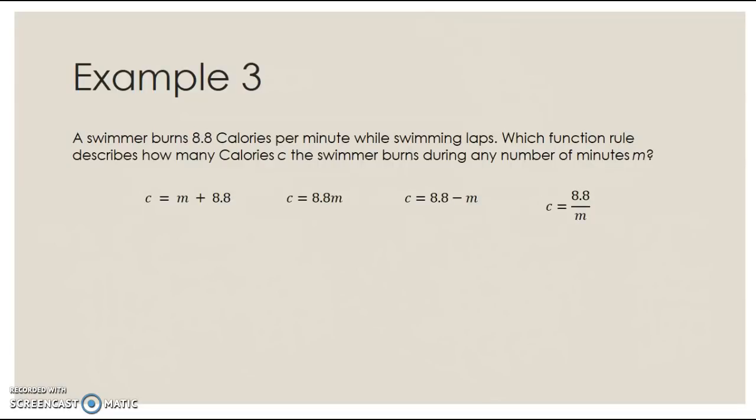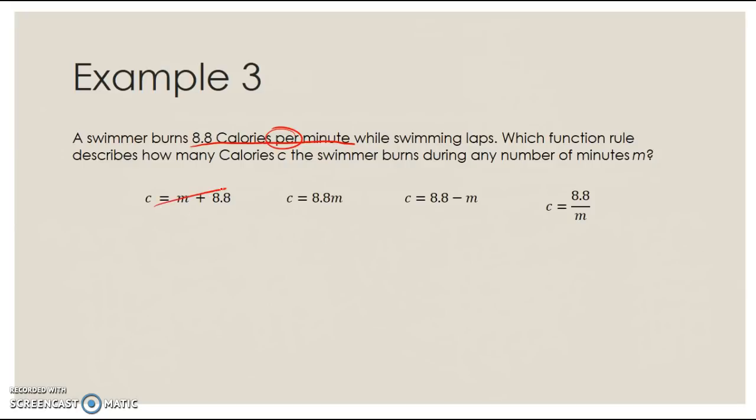So this is very much like our chapter 5, proportional relationship, burning calories while cross-country skiing, chapter 7, when we were doing this in, I believe, section 2, and we were burning calories while walking miles. Now we're just a swimmer burning calories while swimming laps. And then the other difference is instead of using X and Y, we're using C for calories and M for minutes. And so what we have here is that we burn 8.8 per minute, which tells me we're multiplying.